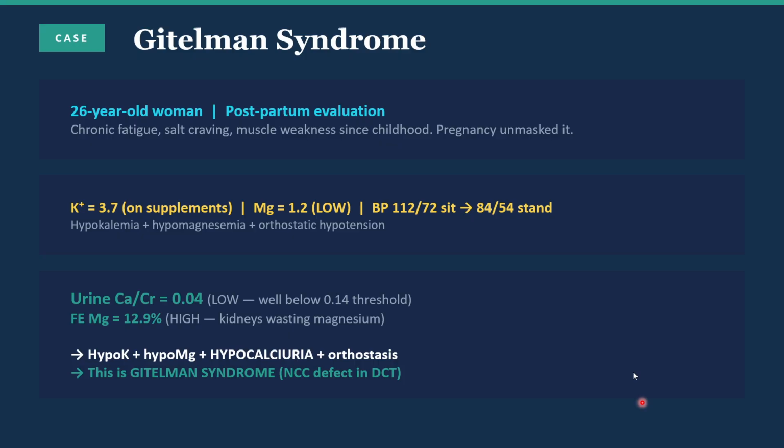The urine calcium to creatinine ratio is 0.04. That's well below the 0.14 threshold, hypocalciuria, and the fractional excretion of magnesium is 12.9%. The kidneys are actively wasting magnesium. So hypokalemia, hypomagnesemia, hypocalciuria, orthostasis. This is Gitelman syndrome. And notice what's absent? No nephrocalcinosis, no kidney stones, because calcium stays in the blood.